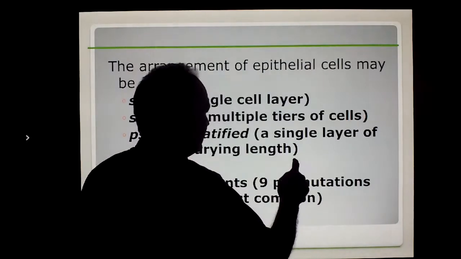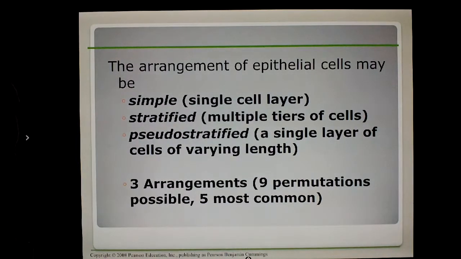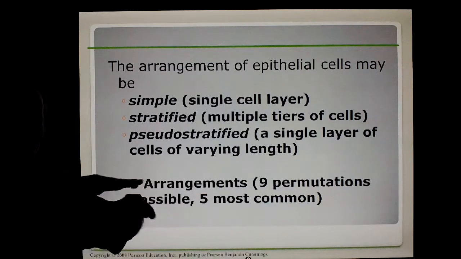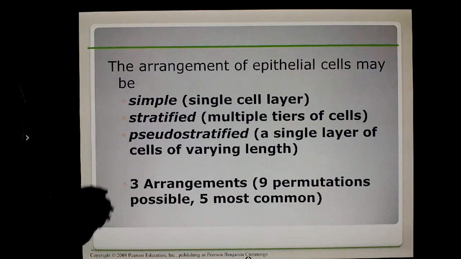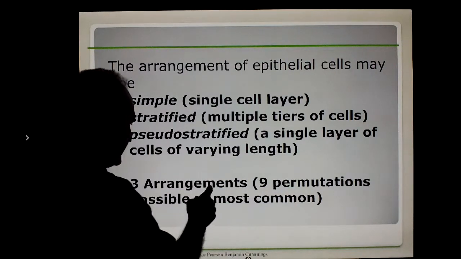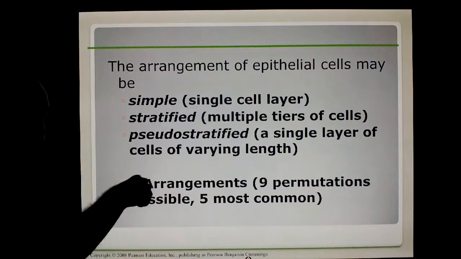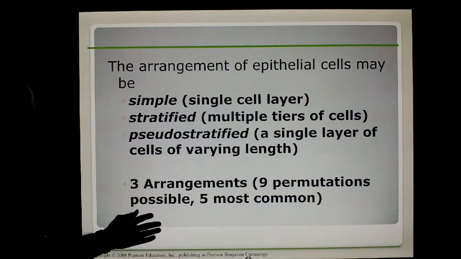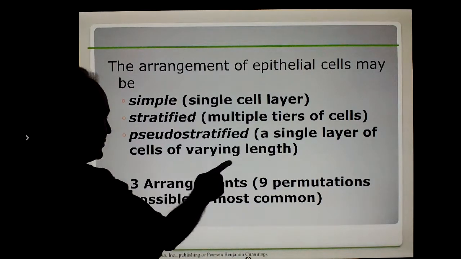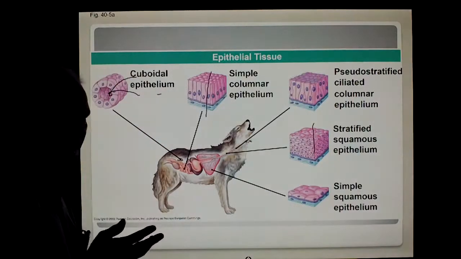Of those three types, they can come in three patterns or arrangements. You can have a simple layer, just one layer across, or stratified, where you have a bunch of layers stacked up, or pseudo-stratified, partially stratified, of various lengths. So you have three arrangements and three tissue types, or nine permutations. There are five that are the most common, so let's look at those.